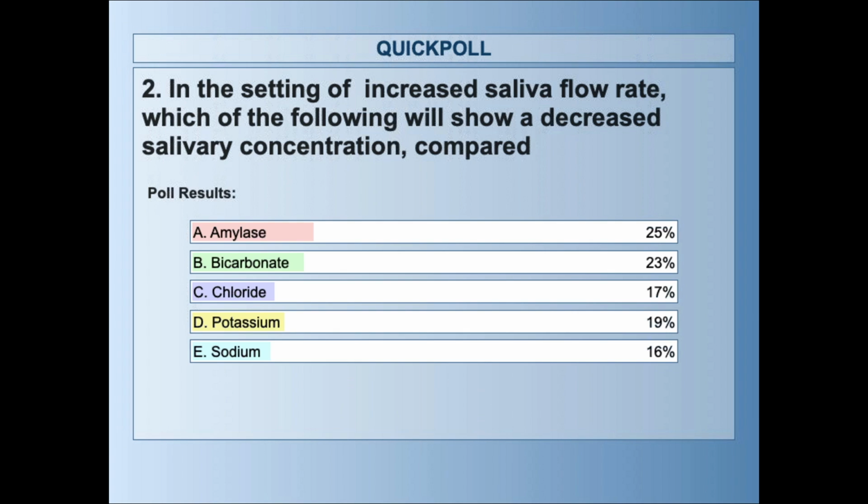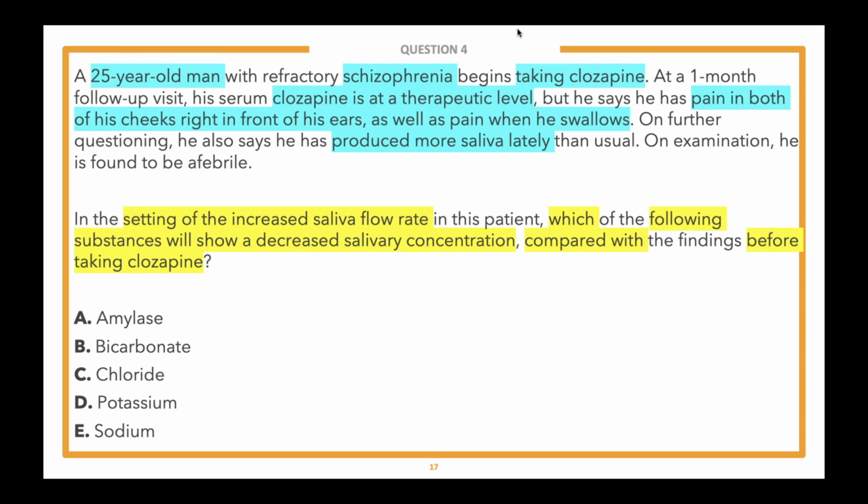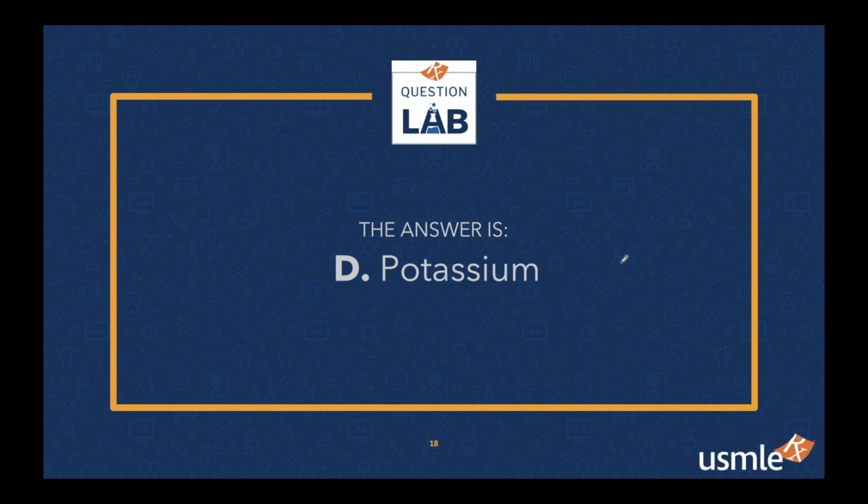All right, let's take a look. It looks like it was pretty close. 25% of you selected amylase and 23% of you selected bicarb. So let's take a look and see what the correct answer is. And the correct answer is D, potassium, and 19% of you got it right. So a challenging question indeed.